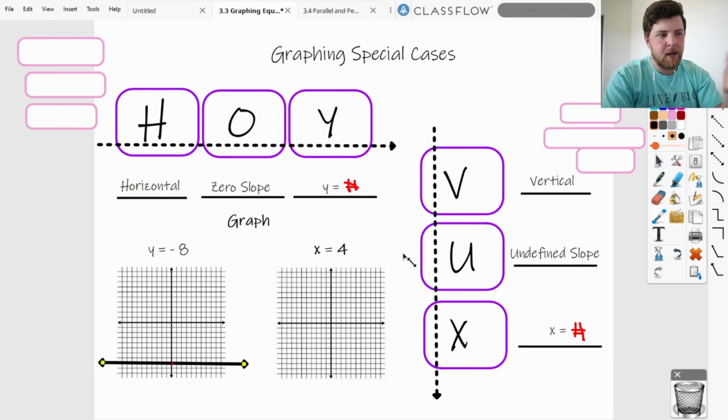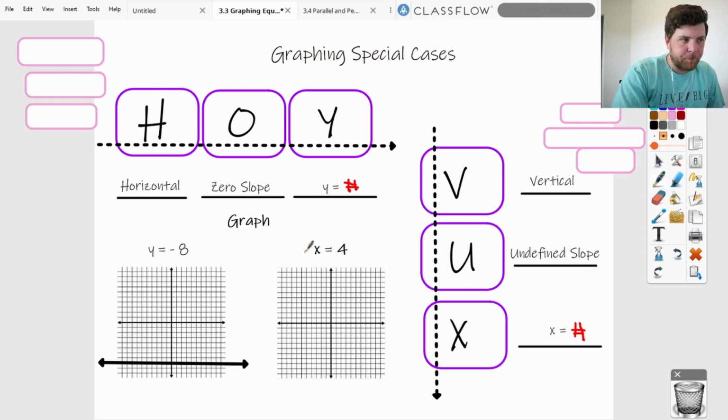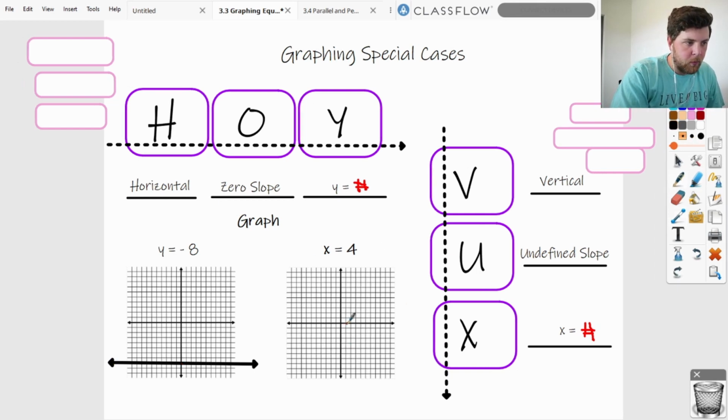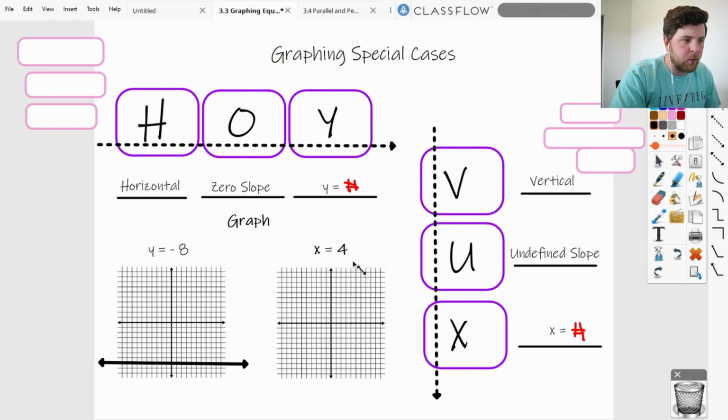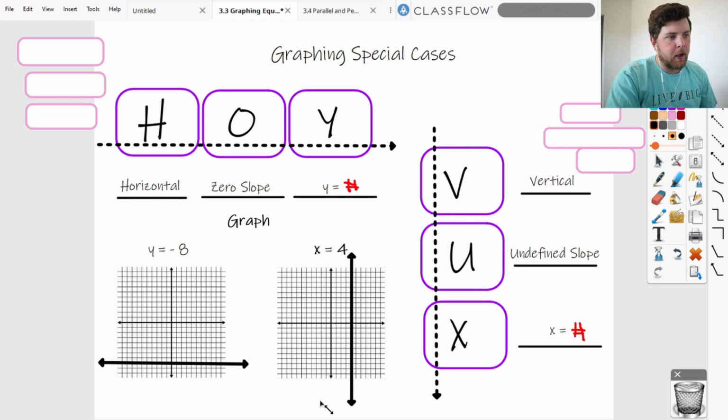If it's x equals a number, x equals 4, I go 1, 2, 3, 4. And since it's only x equals a number, it's only going to go through the x-axis, so it would be a vertical line through that point. If Coach Perkins could draw a vertical line, that'd be great. So it'd be a vertical line going through 4 on the x-axis, right? 1, 2, 3, 4.